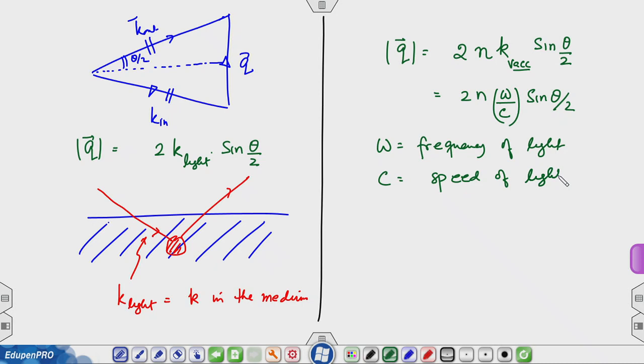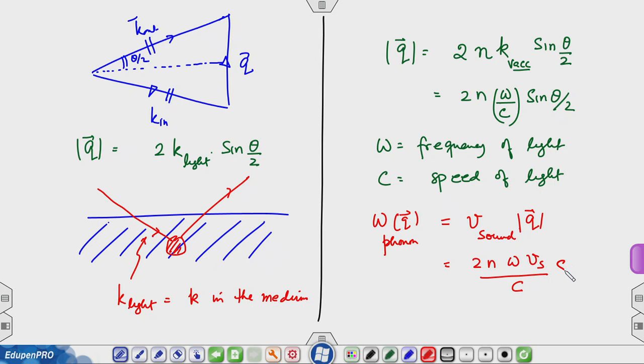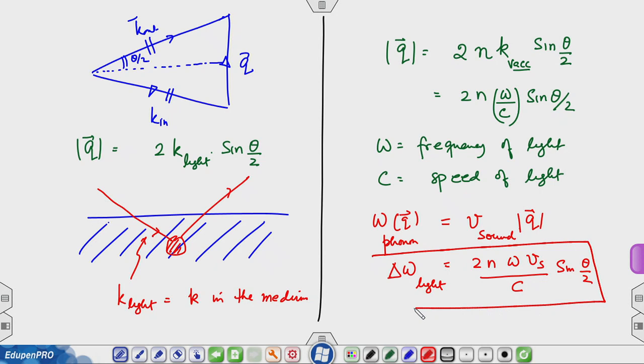And then from this, I know that omega of q for the phonon, in the region where I am exploring, is going to be v sound times q. So, this is going to be 2 n omega v sound divided by c times sin theta by 2, and this is delta omega of light. That is the relationship that you have in Brillouin scattering.